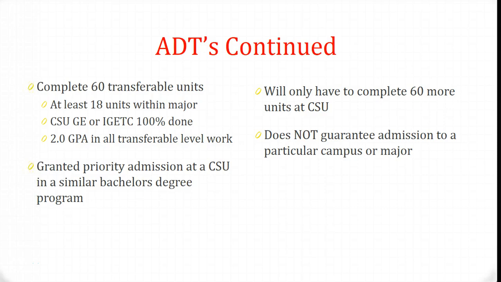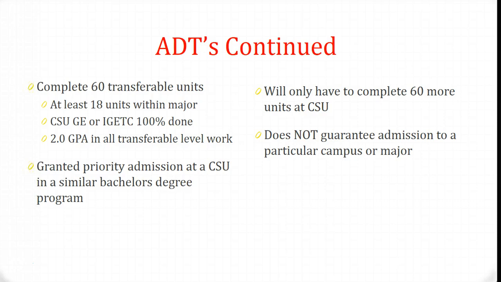One of the biggest benefits is that when you transfer, you'll only have to complete 60 more units at a CSU. So it's important that you advocate for yourself if you have an ADT, because your advisor, who is a faculty member, may not understand the requirements of the ADT and how you met those. So it's important that you advocate for yourself and you remind them that you have an associate degree for transfer. If they are requiring that you take a lower division course for your major, then that is going to replace an upper division requirement because you only have 60 more units to do.